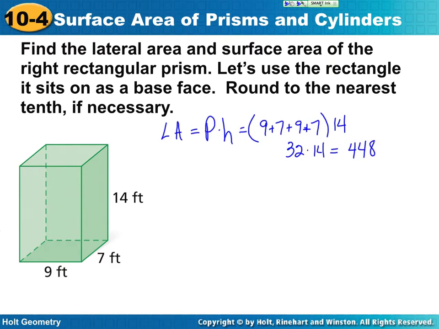448. What kind of units would lateral area be? Areas. It's area, so square. Squared. And we've got feet, so square feet on this one. Okay, lateral area, so that's going around it. Now for surface area, we need that plus the top area and the bottom area. So the area of the two bases. So surface area is going to be that 448 plus two times the base areas. What shape's the base?